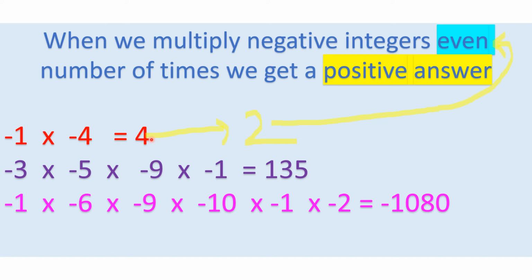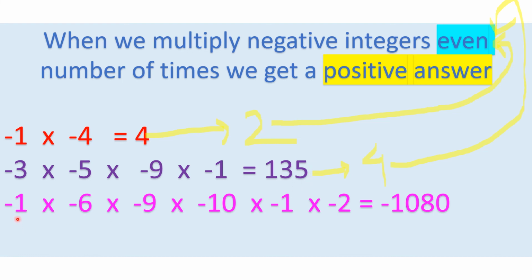Next example, look at this. 1, 2, 3, 4. How many negative integers? 4 negative integers, right? And 4 is an even number again. So since 4 is an even number, we can say that automatically the answer will be positive, right?